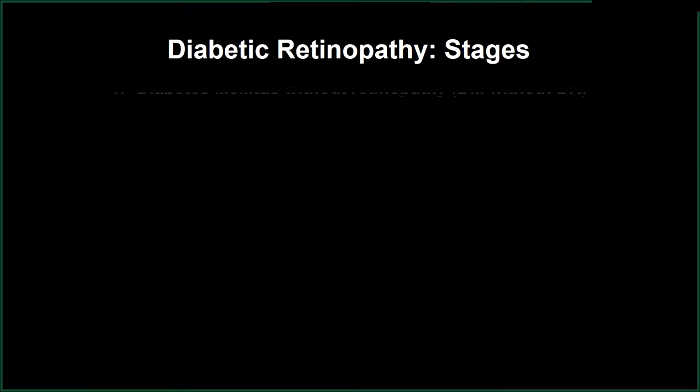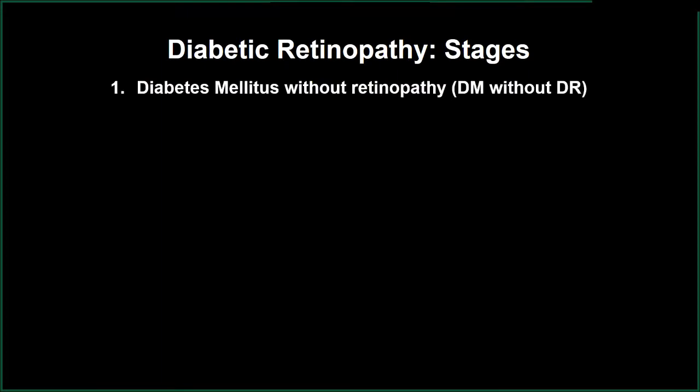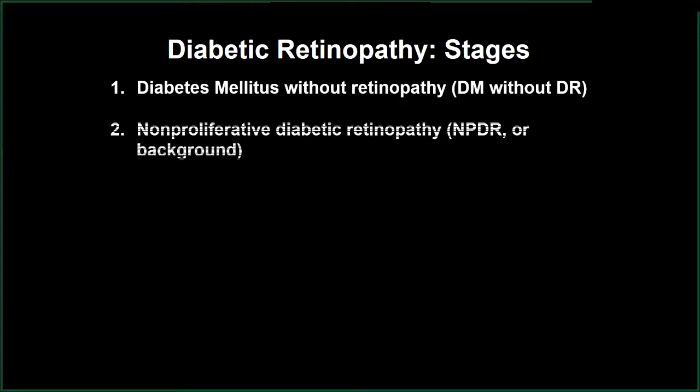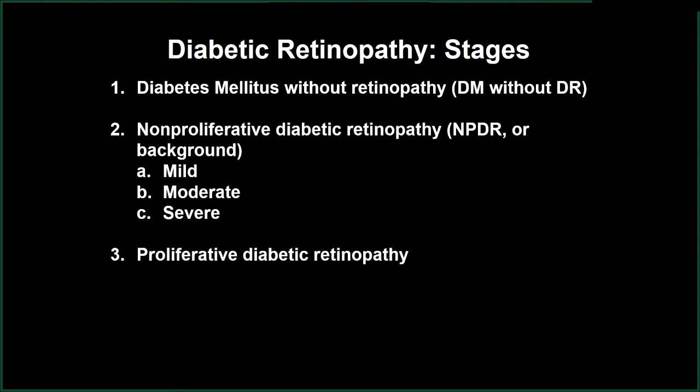All right, let's just quickly go through the stages. This is probably review. So what we hope all our diabetic patients will have is DM without DR, so diabetes without any retinopathy. Of course, most will eventually progress to non-proliferative diabetic retinopathy, or what used to be called background retinopathy. And we generally grade that as mild, moderate, or severe. You'll see other more sophisticated grading scales in clinical trials, but they're really not clinically that important.